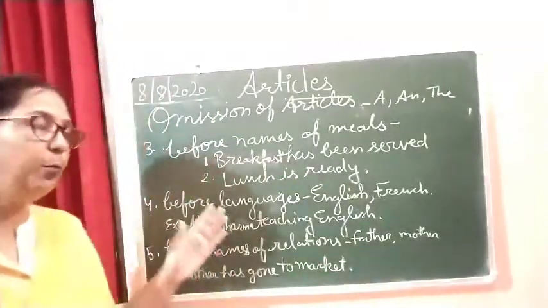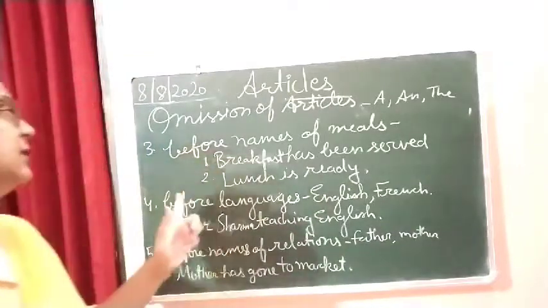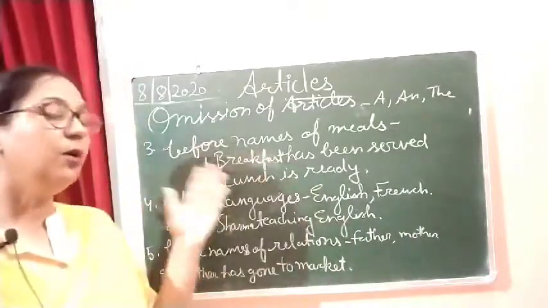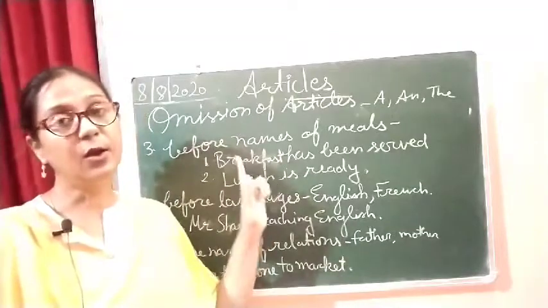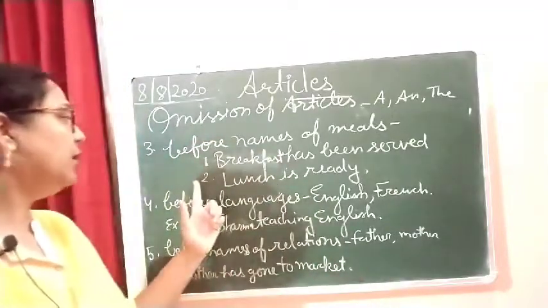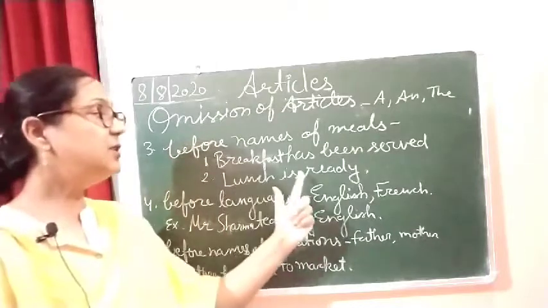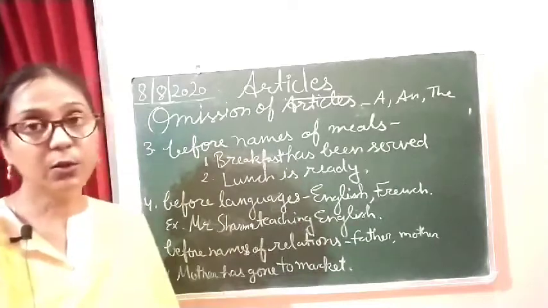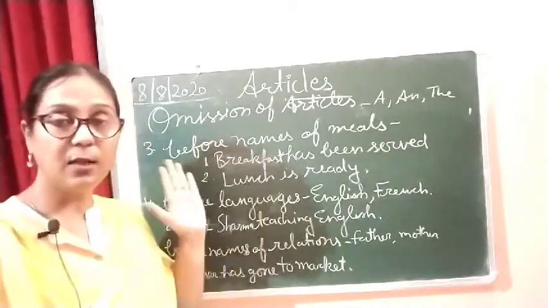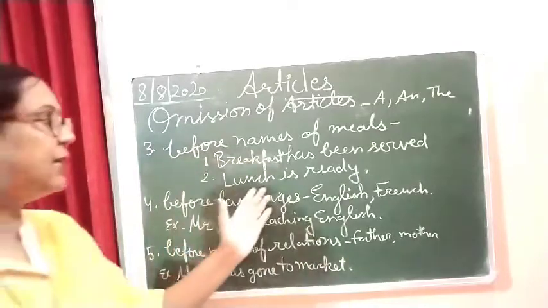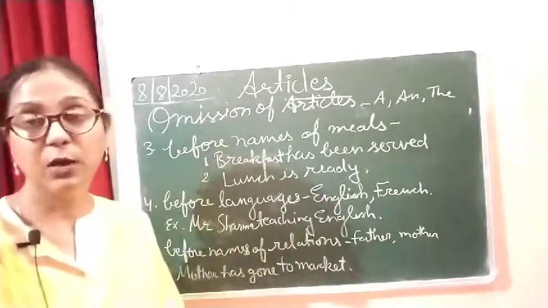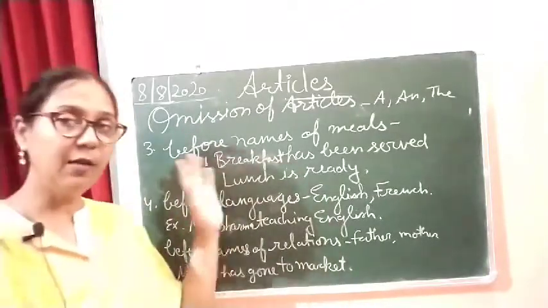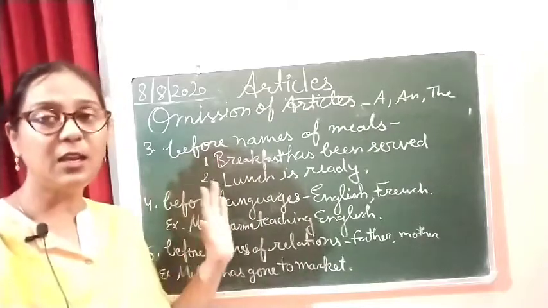Now our third point of omission of articles is before names of meals. In general, when we are talking about meals, we are not supposed to use any a, an or the, any article. Now here I have given some examples. "Breakfast has been served." Breakfast is a name of a meal, so we are not going to write any article before this. And the second, "Lunch is ready." Lunch is also a type of meal. That is why we are not supposed to use any article before lunch.